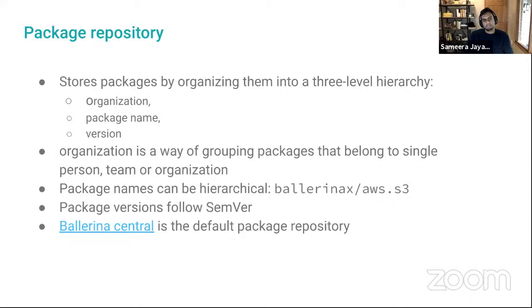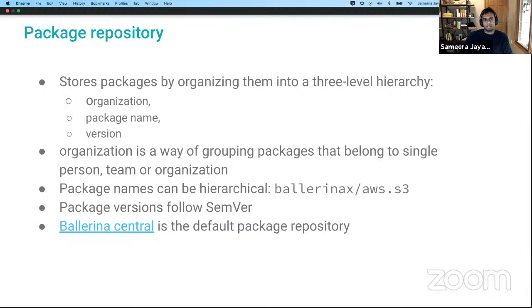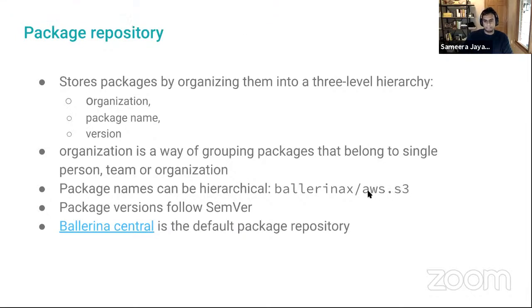Then the package repository allows you to store all the packages. In a package repository, the structure uses a hierarchy: organization name, package name, and version. An organization is a way of grouping packages, similar to GitHub organizations. Then you have package names, and package names can be hierarchical. One example is here: ballerinax is the organization name, and the package name is aws.s3, a hierarchical name. You can have other services provided by AWS as well. Package versions follow similarly. We have a default package repository called Ballerina Central, and it is connected to the bal command as well.